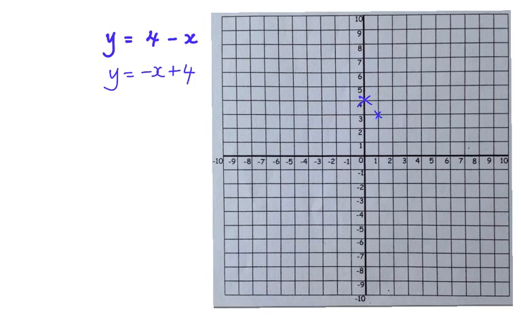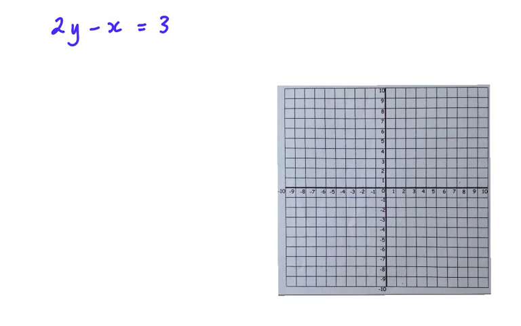So let's plot those points and connect them. And once again, the line would be a little bit straighter than that and would extend both downwards and upwards. Now for this final question, this again is non-standard. Rather than having y equals, we've got 2y, we've got minus x on the left side, not the right. So this again will need rearranging.